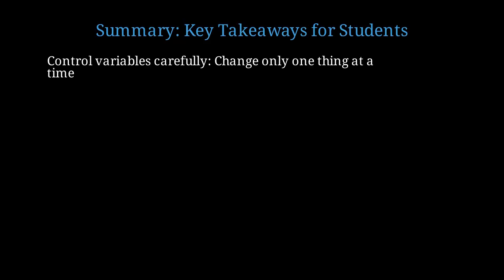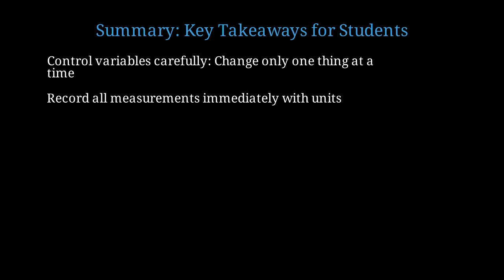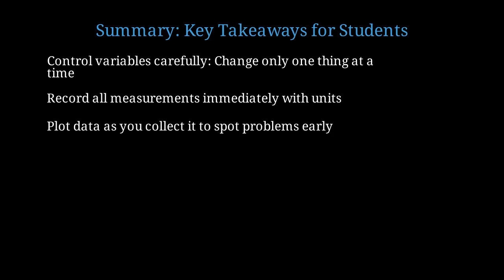Let me summarize the key takeaways for students conducting gas law experiments. 1. Control variables carefully. Change only one thing at a time. If you change both pressure and temperature, you won't know what's causing the volume change. 2. Record all measurements immediately with units and notes about conditions. Your lab notebook is your scientific memory. 3. Plot data as you collect it. This lets you spot problems early while you can still fix them.